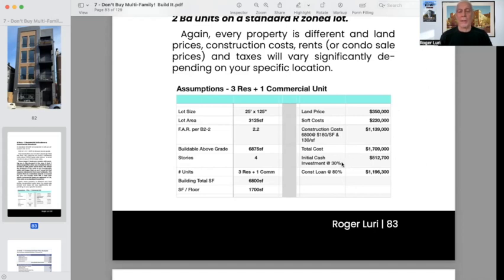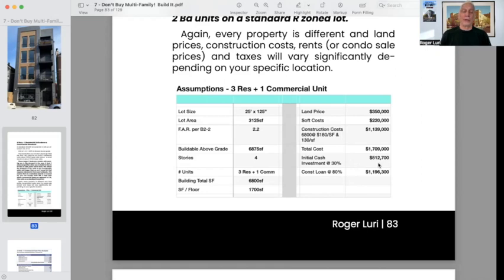Number one is, in these assumptions, we're assuming that we're putting in 30% equity, or our initial cash investment is 30% of this total cost. That's $512,000. Now, our construction loan is going to make up the balance, which is actually 70%, not 80%. But this is the correct number here. $1,196,000 would be 70% of that $1,709,000. So that's where we're getting our money. We're putting in this 30%, and the other 70% is coming from our construction loan.